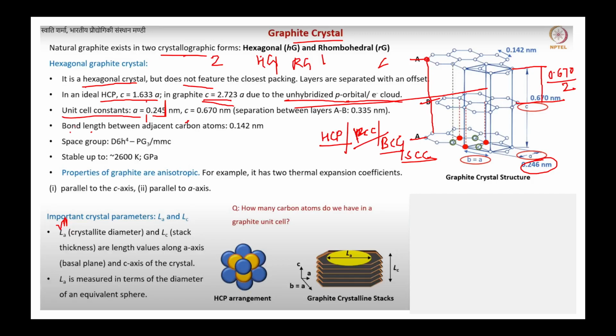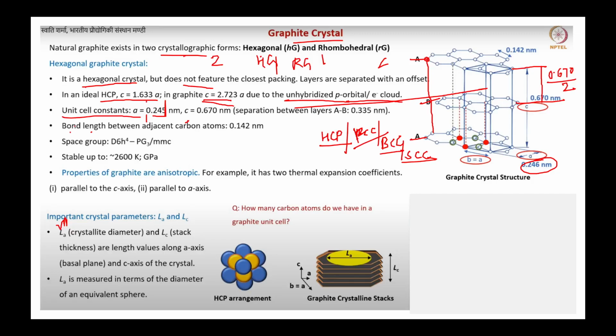So properties of graphite are anisotropic. For example, it has two thermal expansion coefficients, parallel to the c axis and parallel to the a axis. You can see the c axis from the diagram, and where the a axis is. Important crystal parameters here are La and Lc. La is crystallite diameter and Lc is stack thickness, the length values along the a-axis, the basal plane, through which the glide will occur, and the c-axis of the crystal.